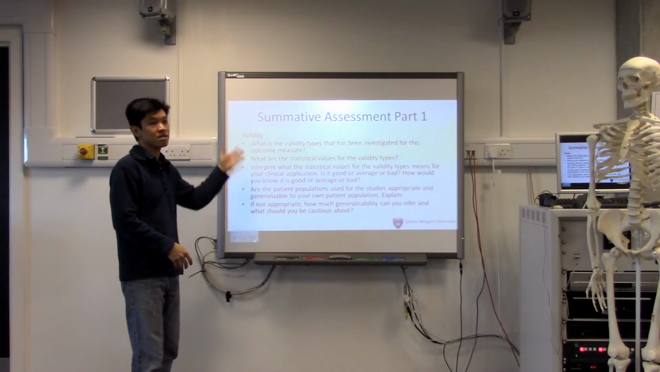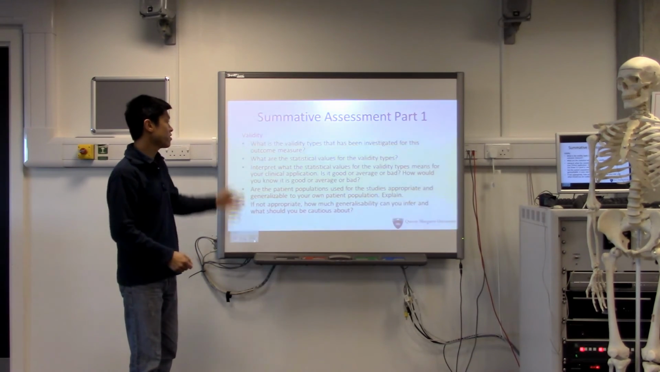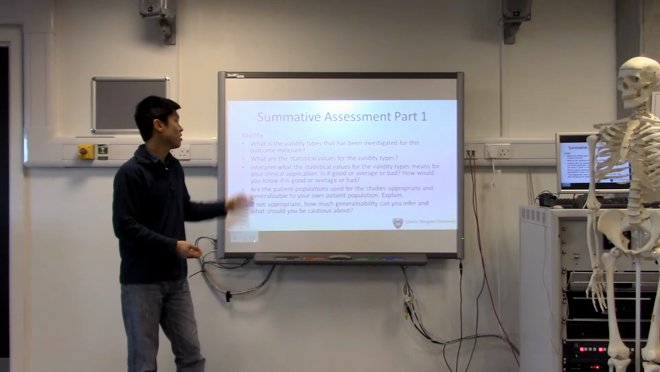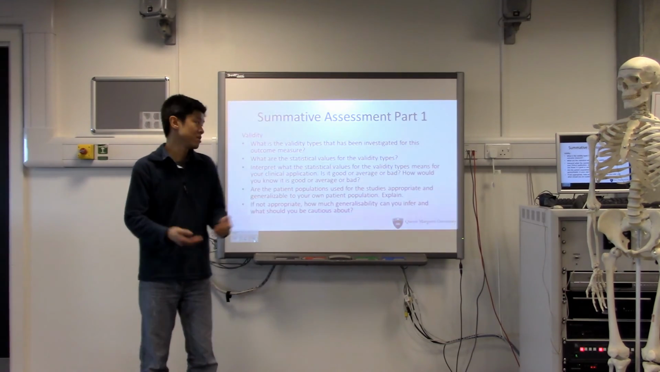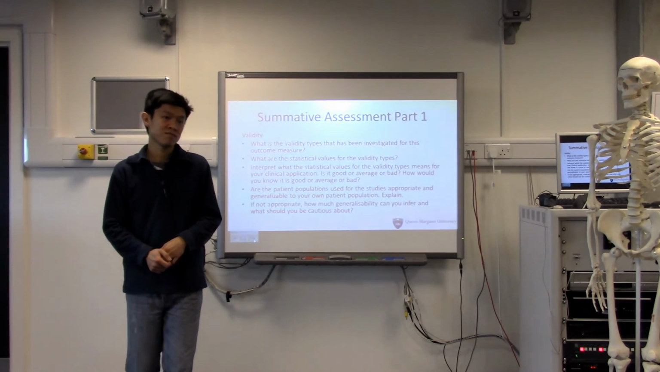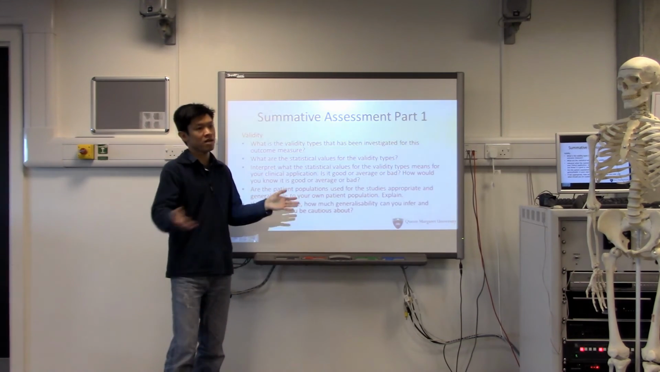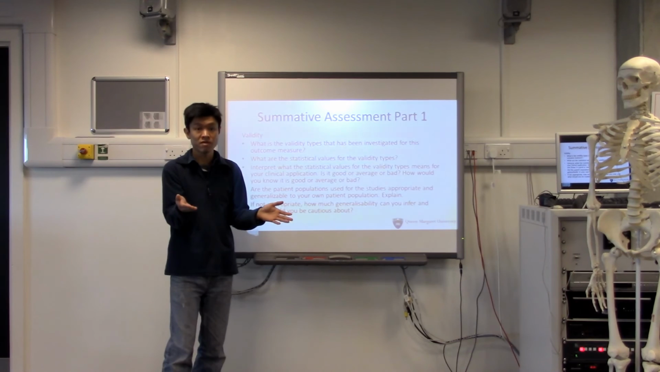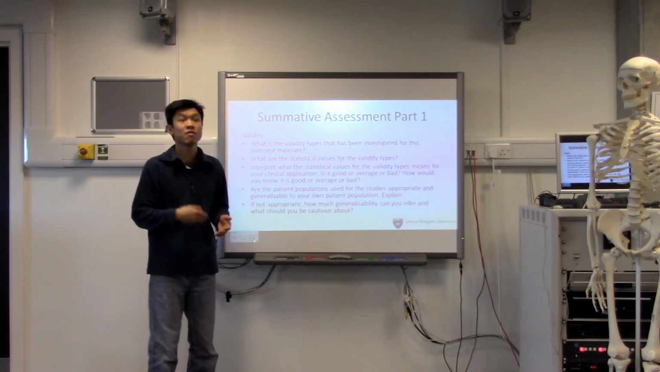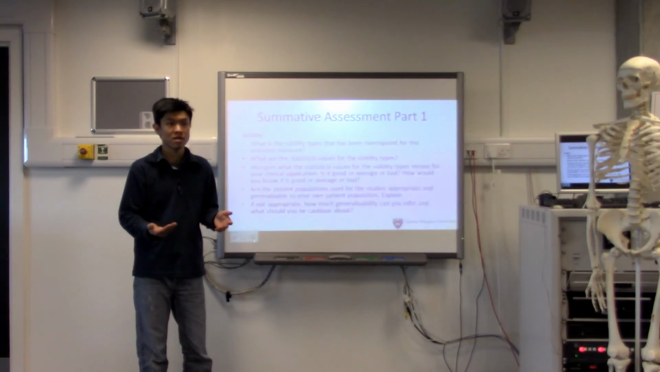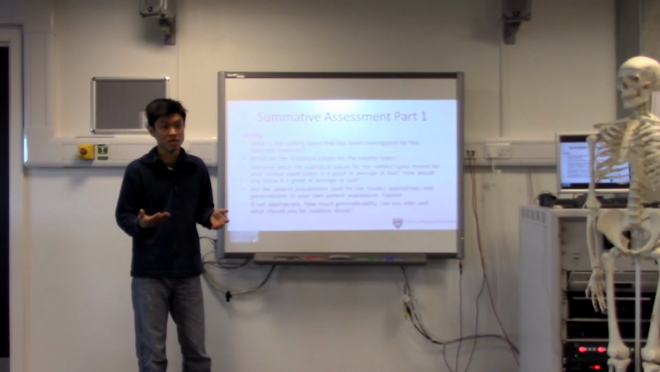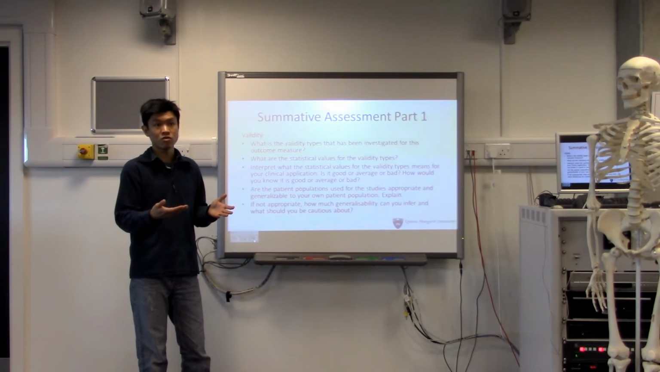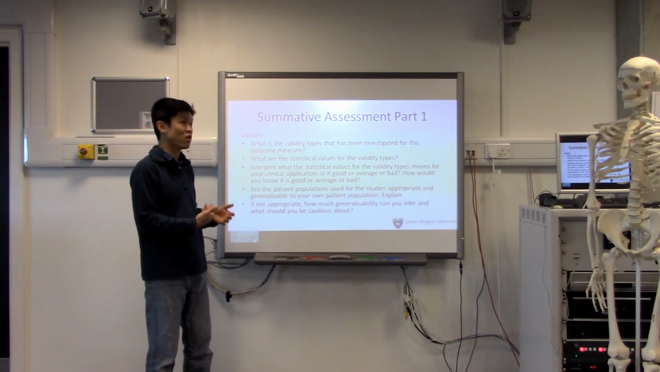So let's take validity, for example. The very first question to ask for the paper that you are assessing is, what is the validity type that has been investigated for this outcome measure? You may have collected about 3 to 4 papers. Look at the 3 to 4 of them, and see what type of validity they are measuring. A lot of times the paper will tell you what type of validity. If it doesn't, then figure it out by using some of the definitions available online or within the textbook.